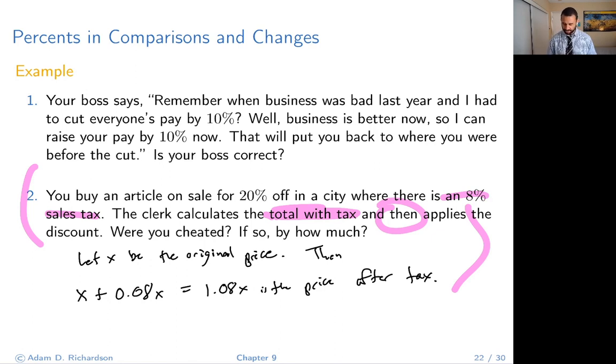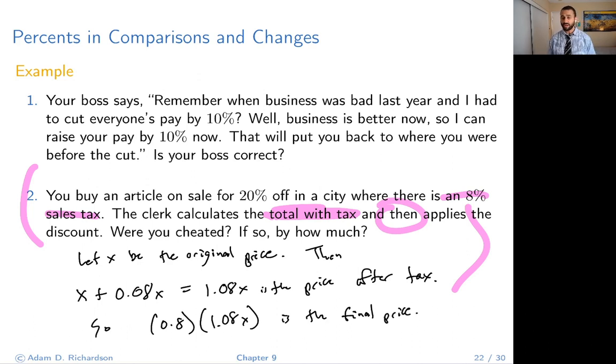Okay, so 1.08X is the price after tax. Now we're going to apply the 20% discount. If we apply a 20% discount, then we're only going to pay 80% of the price that's listed there. That makes sense. 20% discount means you pay 80%. So we're going to end up paying 0.8 times 1.08X, and that's the final price.